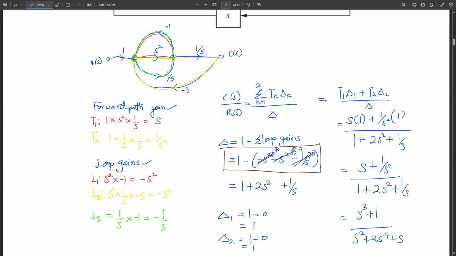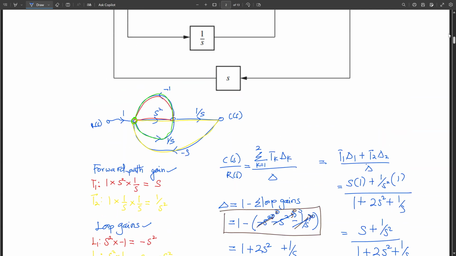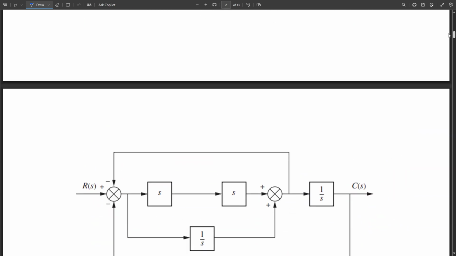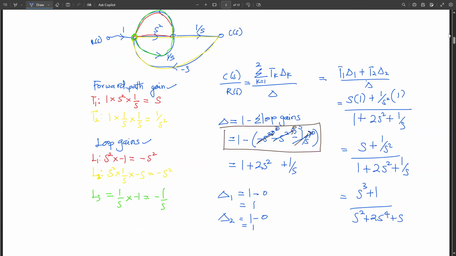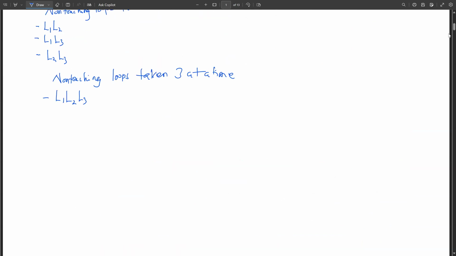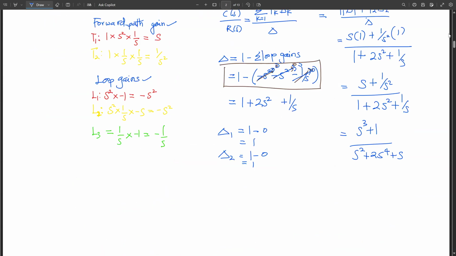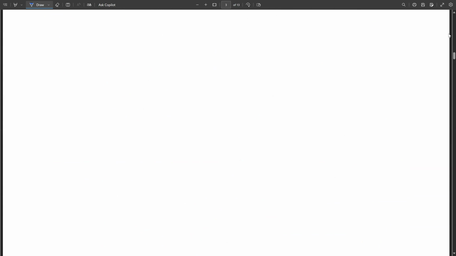It's recording. Is it? Yeah, it's recording. The next complex one. Okay.